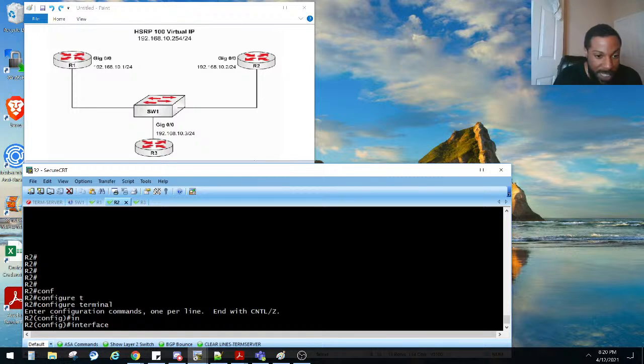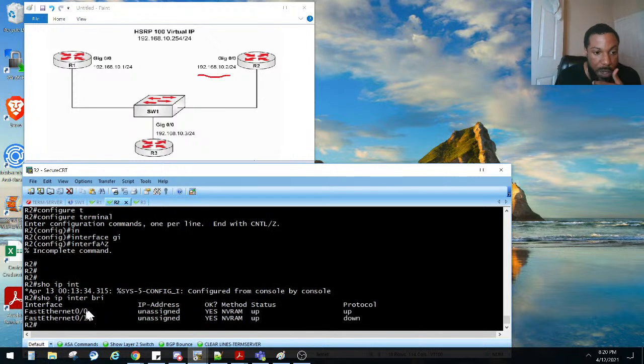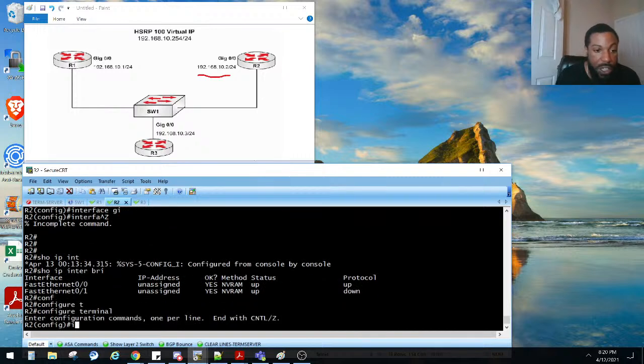EIGRP for that. Interface GI, I don't think I have a gigabit on this interface. So like I said, your interface might be different, right? So router 2 right here for me, I don't think I've got gigabit interfaces on here. So let's triple check. Show IP interface brief, and sure enough, I don't. I have only a fast Ethernet, so I got to do that, right? Again, your interfaces might be different.